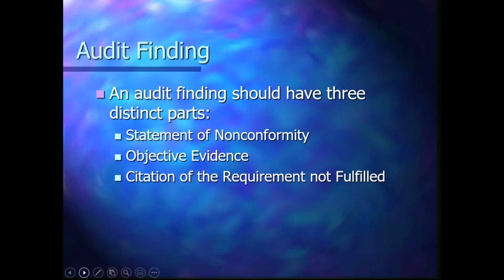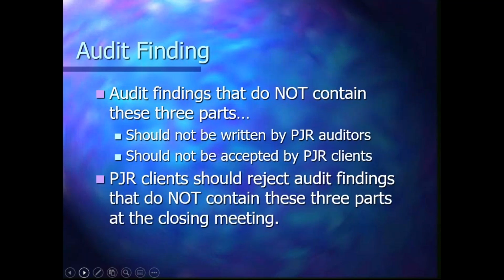So let's start at the very beginning. The audit findings should have three distinct parts. And those parts are, number one, statement of nonconformity. Number two, objective evidence. And number three, a clear citation of the requirement that's not being met. Audit findings that do not contain these three parts should not be written by PJR auditors. And they shouldn't be accepted by you either. I'm here today to tell you that if a PJR auditor writes up a finding in your audit and it doesn't look this way, give it back to them and ask them to rewrite it. Please reject any audit findings that don't contain these three parts in the closing meeting.